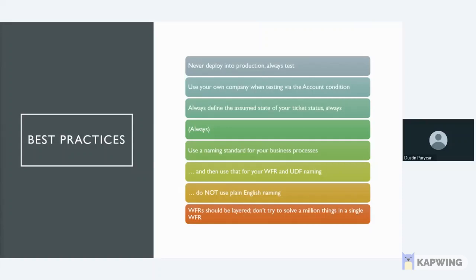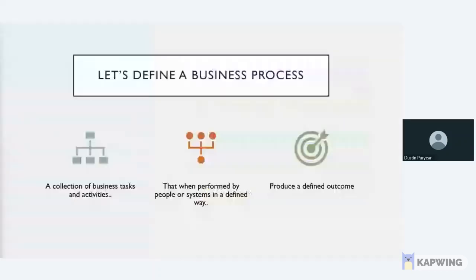Each workflow rule should be looked at as an if-then statement. If this is true, then do this process. And so you layer your if-then statements just like you do in a program to implement the actual application itself, which is your business process. So let's quickly define a business process.